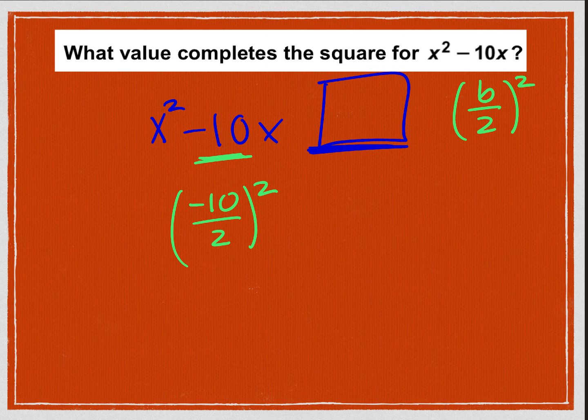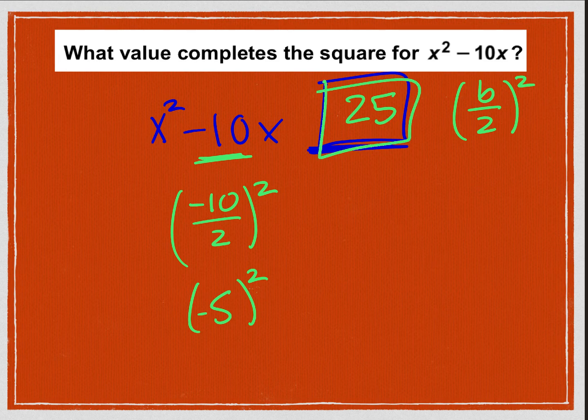What's negative 10 divided by 2? Negative 5. And what's negative 5 squared? 25. So the value that completes the square is 25. This is the formula here.